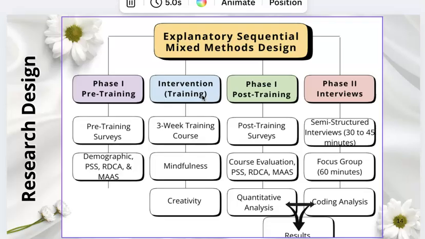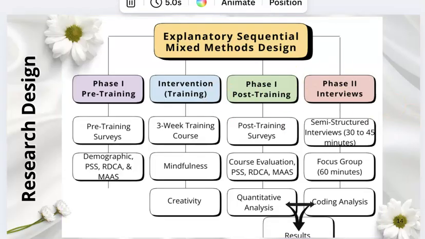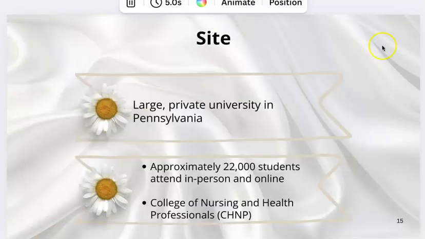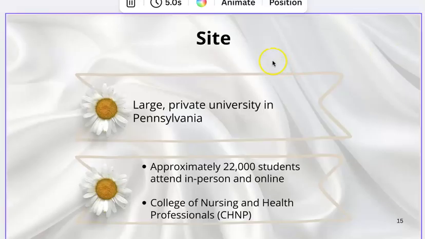You're only going to have a PICO question, and you're not going to have this much in depth, but I wanted you to see how you get to your research design based off of the questions that you're asking.